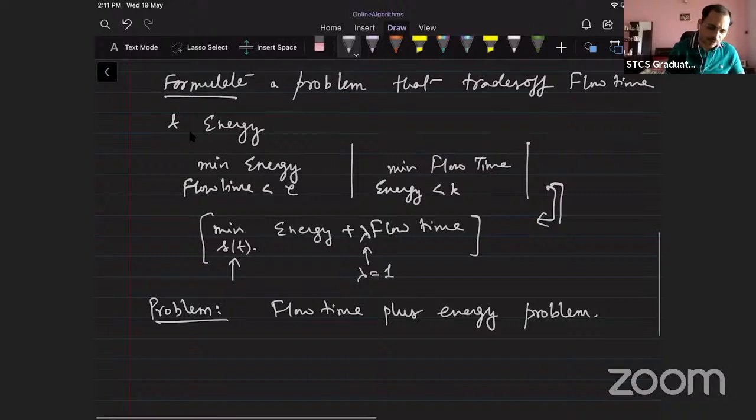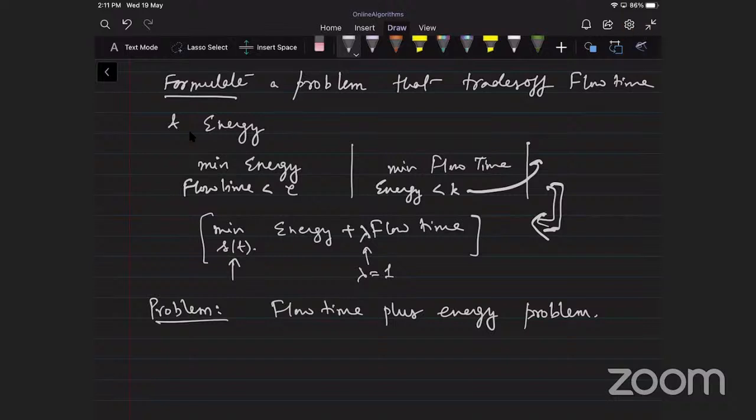So as I said, these two problems are related to each other. If you want to minimize flow time subject to an energy constraint, essentially what I'm doing is moving the constraint to the objective function with an appropriate Lagrangian variable. So they're not very different, though they might look very different. Does that answer your question?